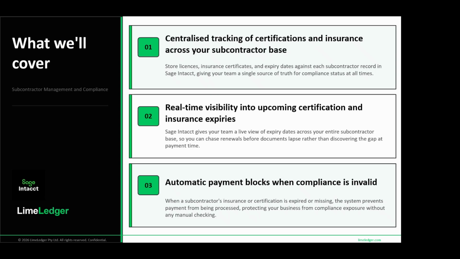to centrally track all of our certificates and insurances for subcontractors. Given that it's on a single platform, there's really good visibility and reporting that's available. And we can then start to leverage these to automate processes such as blocking payments or providing a warning when you're about to pay a subcontractor whose insurance is out of date. So we're going to touch on these three elements and walk you through how they work together within the platform.